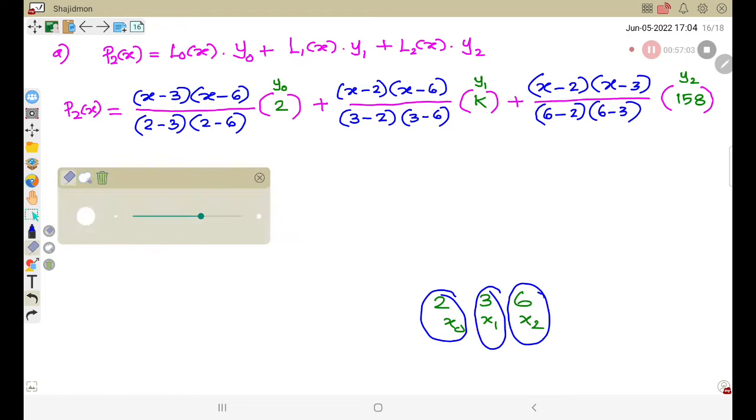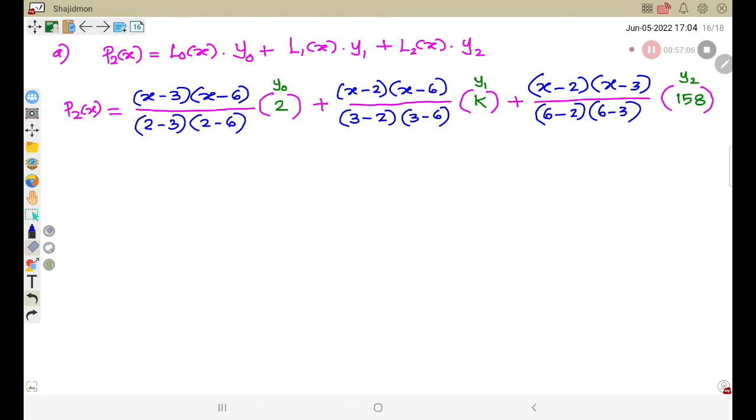Okay. We already did more questions like this. You can check the recorded class for more explanation. Now, just to find the denominator numbers, for example, here 2 minus 3 multiply 2 minus 6, you can check by calculator what that number is. And 3 minus 2 multiply 3 minus 6, and 6 minus 2 multiply 6 minus 3. You can take 3 digits rounding. For example, first 2 minus 3 multiply 2 minus 6, you will get 4. Next one, 3 minus 2 multiply 3 minus 6, you will get minus 3.